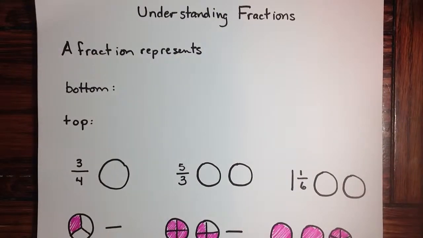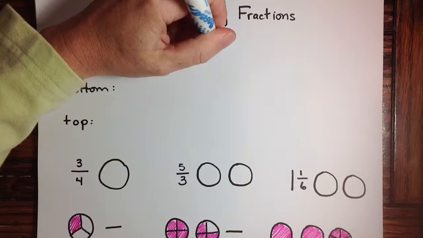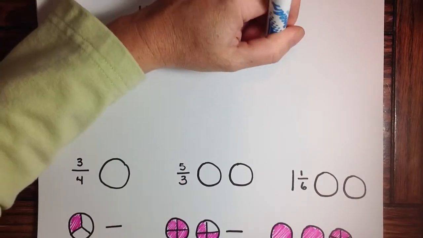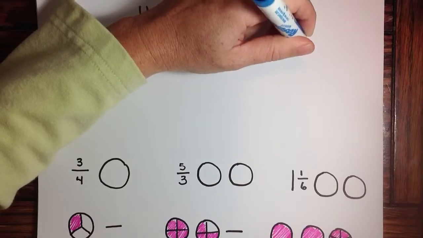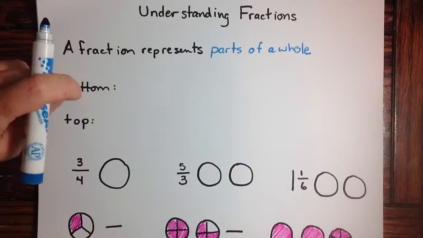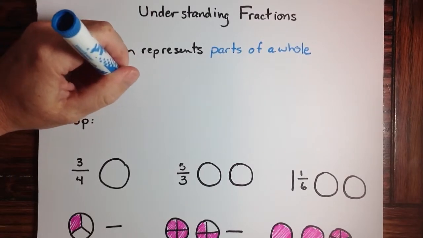This video is about understanding what a fraction represents. The purpose of the fraction is to represent numbers that are parts of a whole. And the fraction has two numbers in it. The number that's on the bottom is called the denominator.